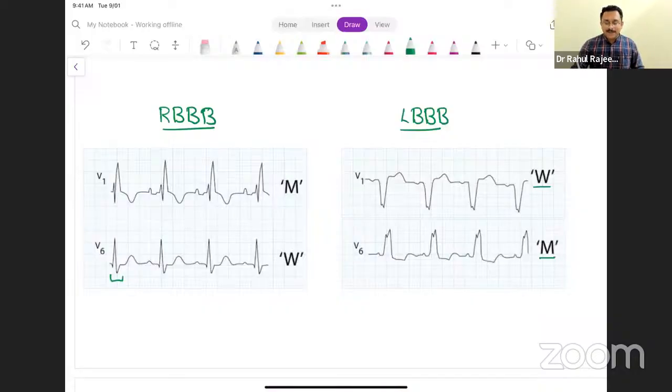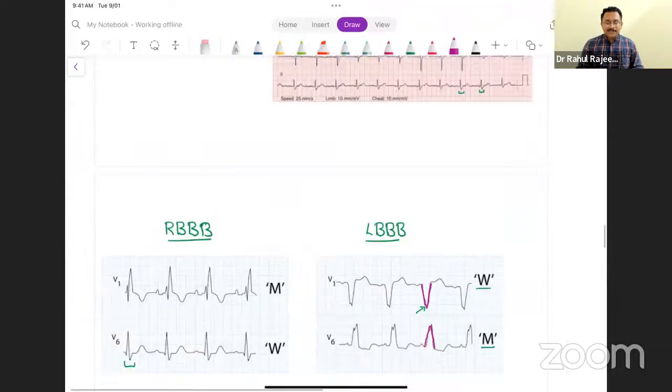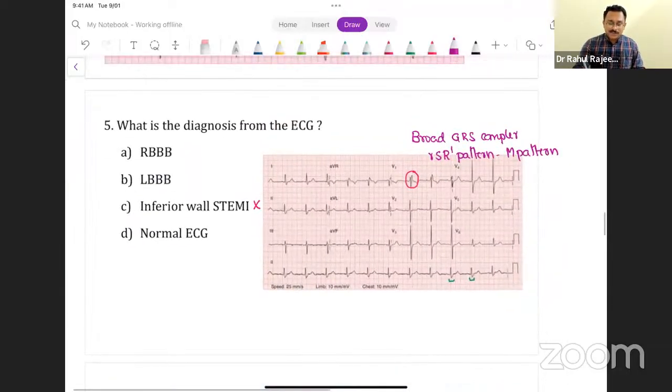Remember, though I say W pattern, this sort of notching in the QRS complex may not be so evident. Sometimes what you see in the ECG might just be a broad QRS without any notching. And even the M pattern sometimes may not be that evident. All you see will be a broad QRS complex. Now, considering all this, what is the diagnosis here?